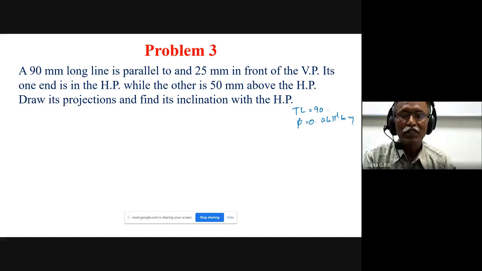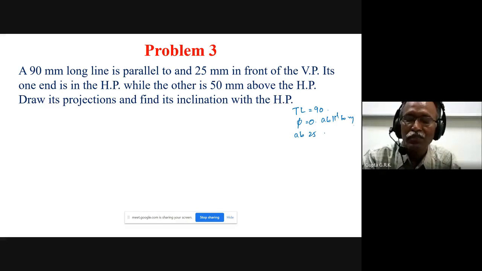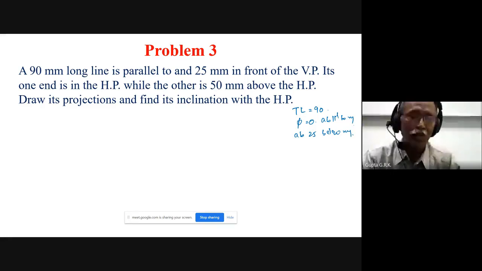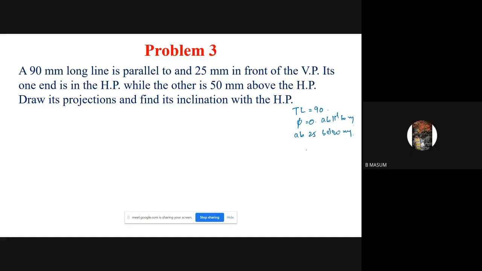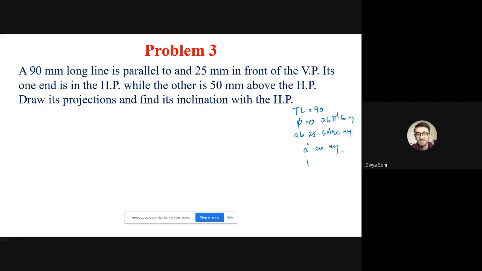And how much distance? 25 below XY. Below or above? Below. One end is in the HP, which means A dash is on XY, while the other end is 50 above HP, which means B dash is 50 above XY.